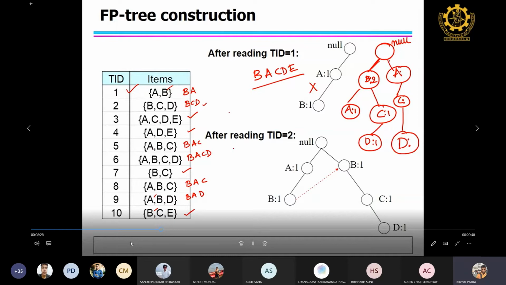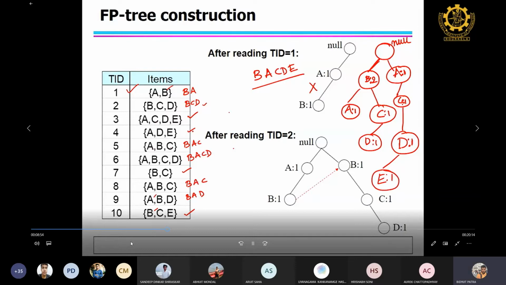So initially, when you start from the root, if there is a common prefix, you make them common, but later on you cannot add. So it is a tree. We cannot add this C with C. Then what next? This cardinality is 1, this cardinality is again 1, this cardinality is 1. A, C, D, E. Let's say E is here.